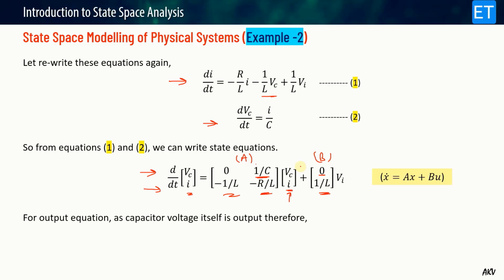In this case, the output of the system is the capacitor voltage itself. So obviously Vc equal to Vc. So here I am writing Vc equal to [1 0] times [Vc I], that is equivalent to y equal to Cx plus Du. So this is your C matrix, D is missing here, so D is 0. So this is how I can represent any electrical system into the corresponding state space.